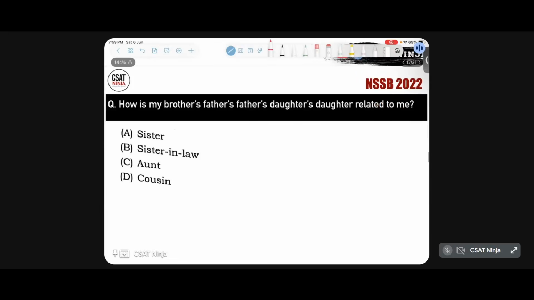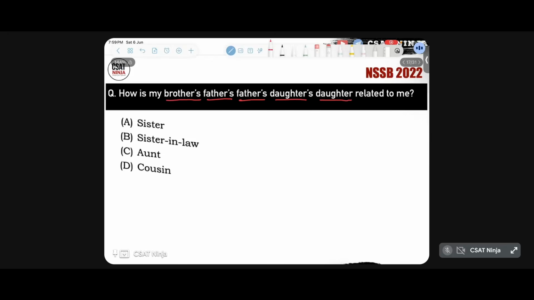And this will be the same thing, 2022 question. What does the question say here? How is my brother's father's daughter related to me? It is not that hard as it sounds, okay? Let's try to follow the question. What does the question say? My brother, that means this is me. My brother's father's father's daughter's daughter. How is this one related to me?